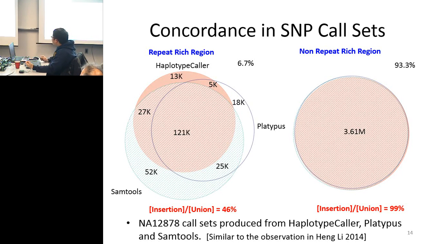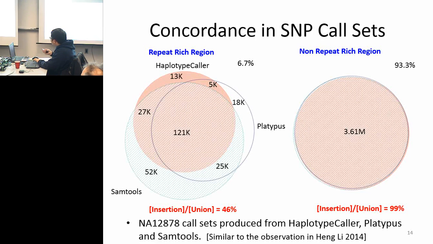On the other hand, when you look at the non-repeat-rich region, the concordance rate amongst all three call sets is 99%. So this is for SNPs. It's not such a big problem for SNPs because only 6.7% of them cause all these issues. These call sets were produced on NA12878 PCR-free, high coverage data. This was reported by Hingley in 2014, and I'm reproducing the graph on a different data set with different callers.